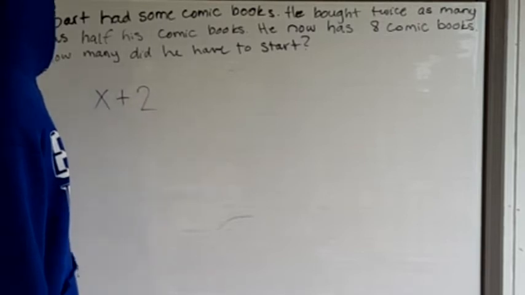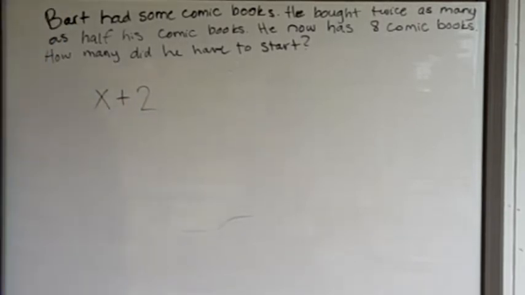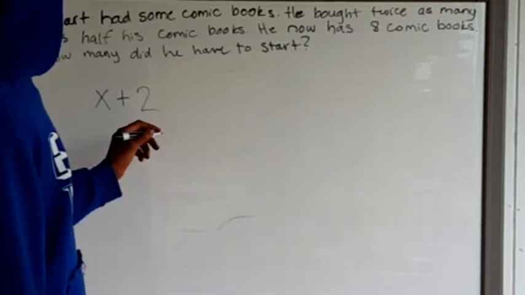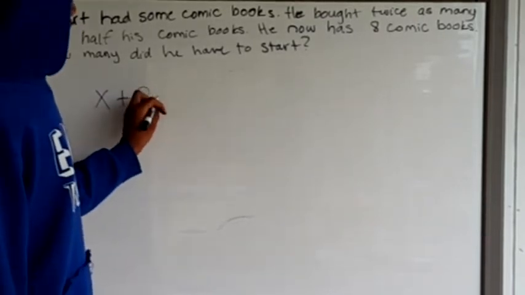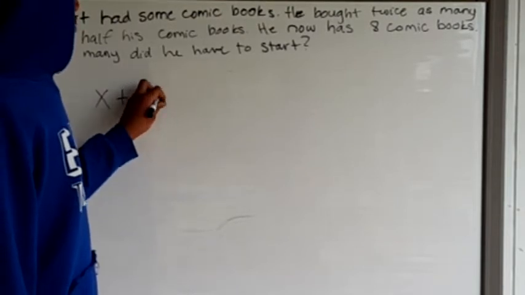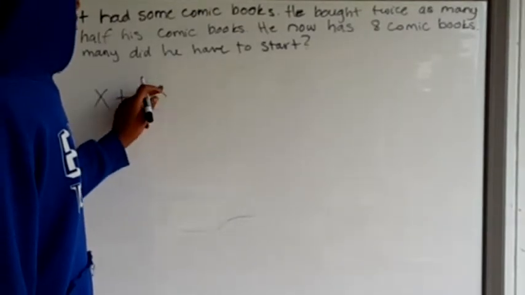You need to write as you're reading. He bought twice as many, so we know we're multiplying by 2 half of his comic books. We're multiplying by 2. We know that because it's twice as many.